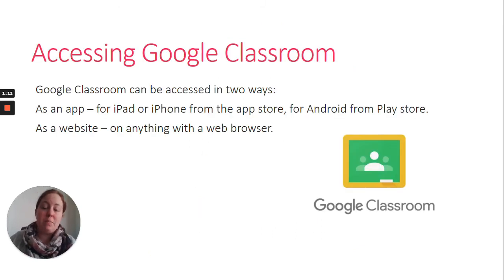Accessing Google Classroom can be done in two ways. Number one, you can download an app. For an iPhone or an iPad, you can get this from the App Store. Or for an Android tablet, you can get that from the Google Play Store. The icon looks like this. Google Classroom is also a website, so it can be accessed with anything with a web browser on it. So that could be a laptop, it could be a desktop PC, a Chromebook, or even through your child's Xbox or PlayStation attached to your TV. Google Classroom does work best on a device with a larger screen.